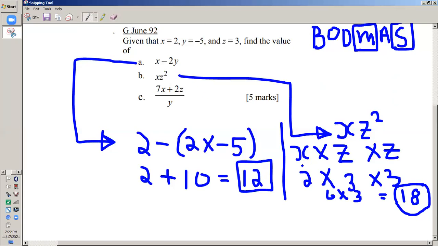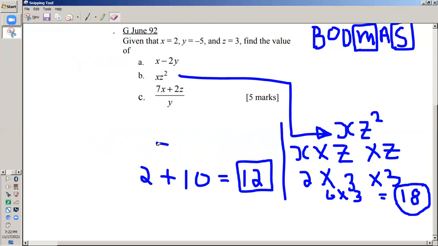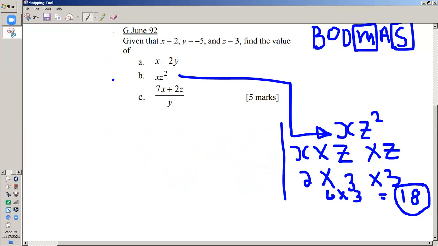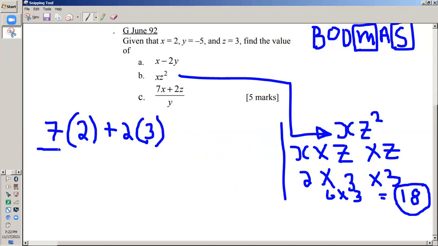All right. Any questions so far? Let's look at the last one here. So that's going to be 7x, which is 7 times x, which is 2, plus 2 times z, which is 3, over y, which is -5. Everybody see how I got that?